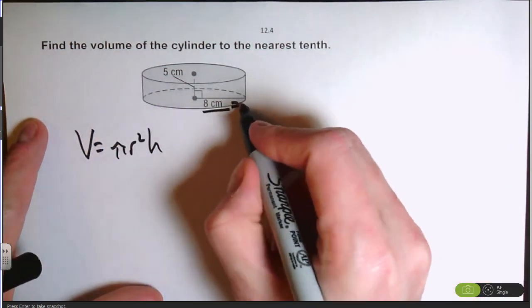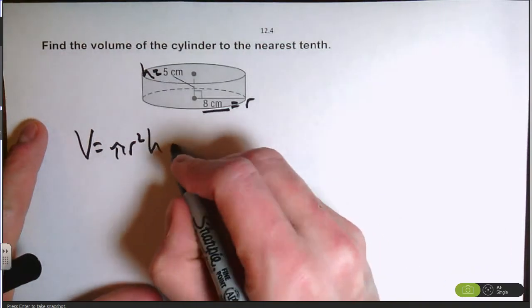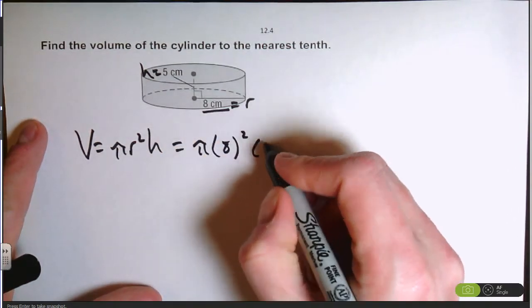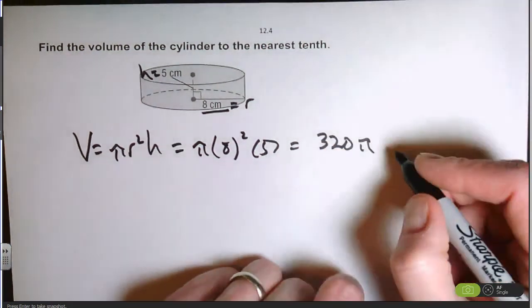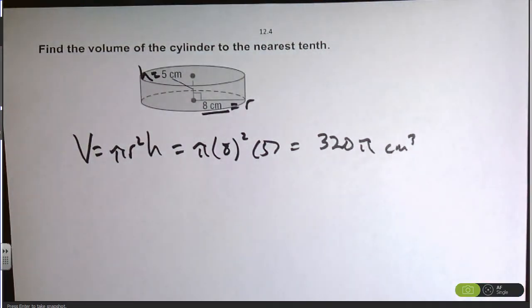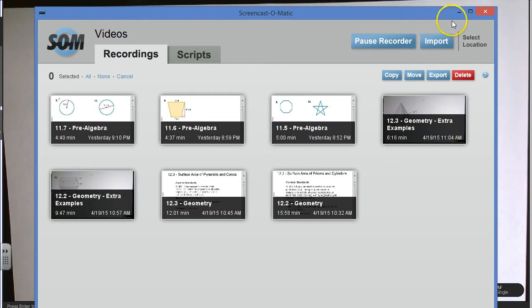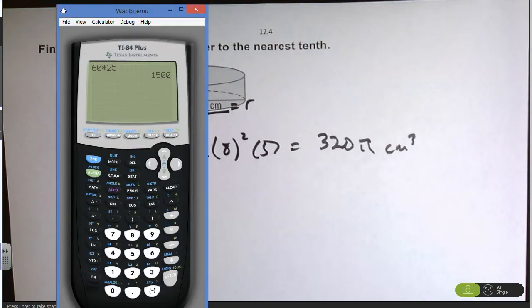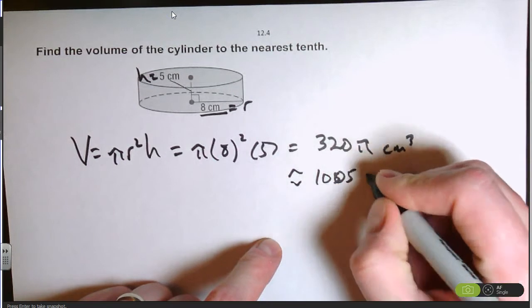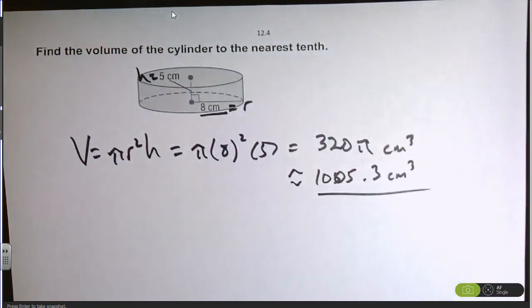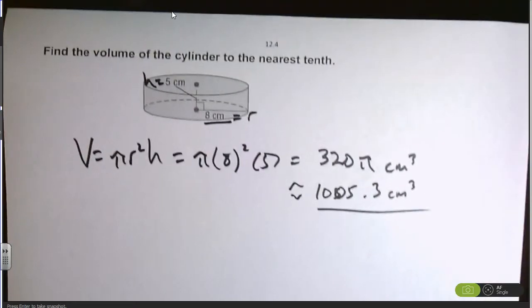Well, the radius is 8. The height is 5. So pi times 8 squared times 5 is 320 pi, centimeters cubed. But then, if I want to know what that is to the nearest tenth, 320 pi, so 320 times pi is 1005.3. 1005.3 cubic centimeters.